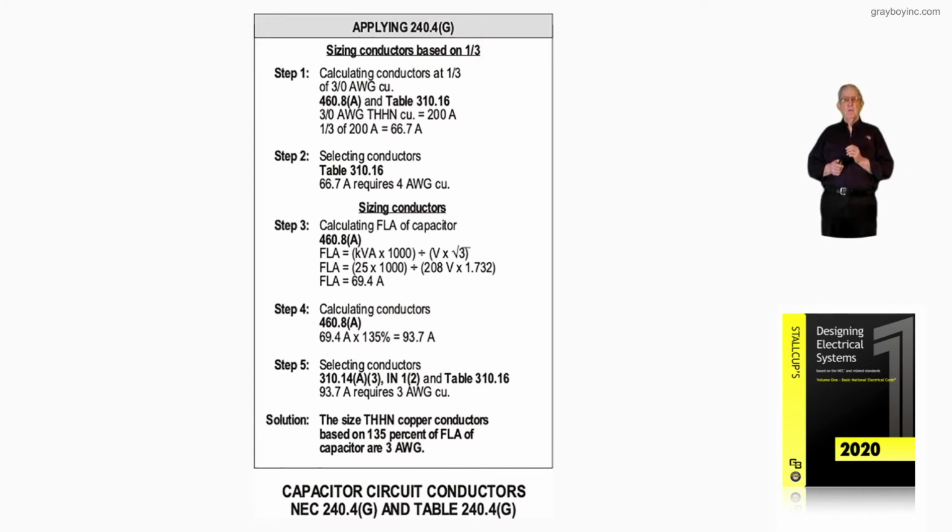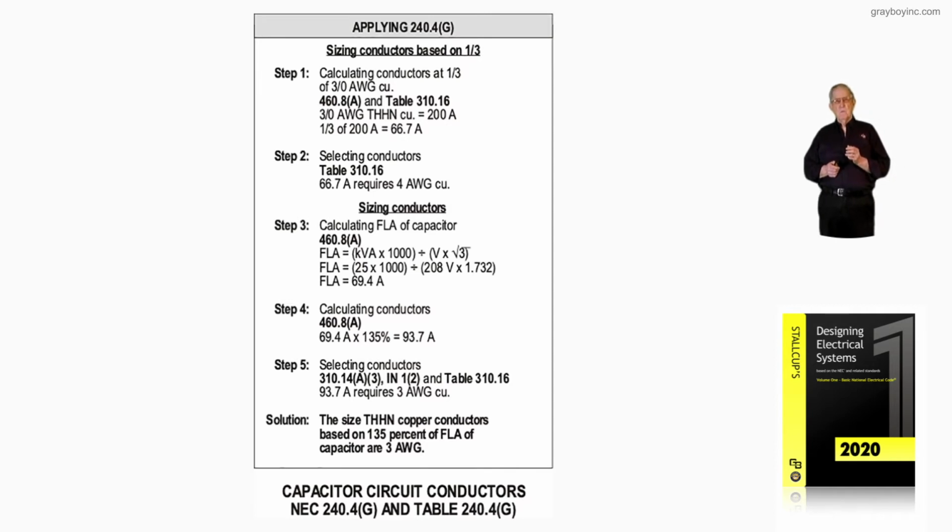So step two, applying Table 310.16 and selecting a conductor that would supply 66.7 amps would require number 4. Number 6 is only good for 65, so we need a number 4, which would be 85 amps.